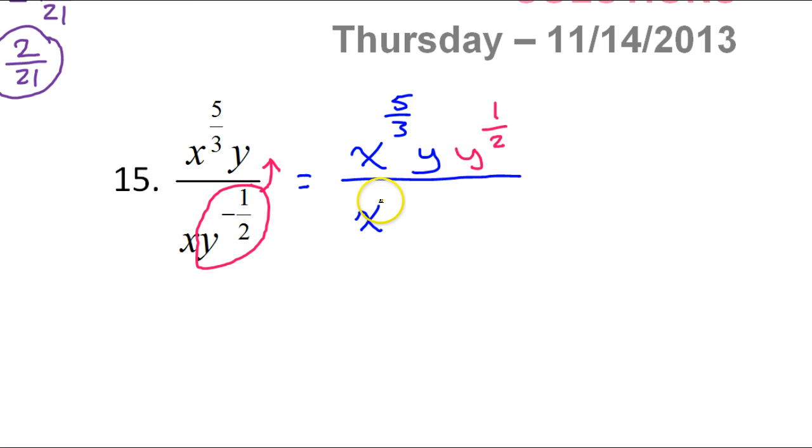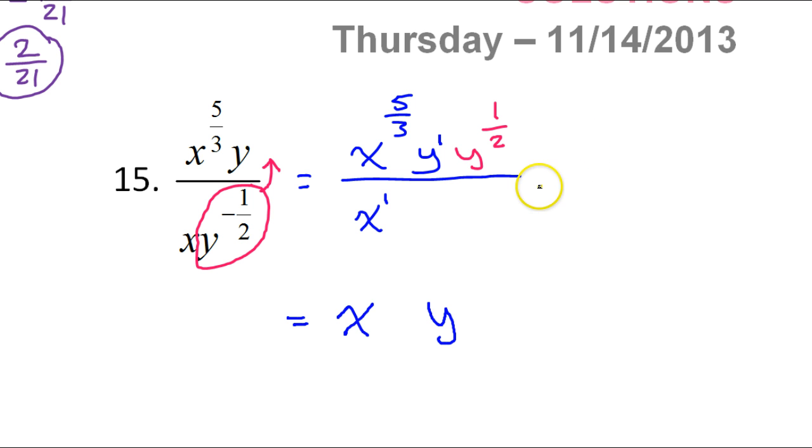As you look at this, think of this x as x to the 1 power, and think of this y as y to the 1 power. Okay? So when we go to do the x's, this is what we're going to do. I'm going to have some kind of an x and some kind of a y. I just have to figure out what the powers are. Now, with the 5 over 3 and the 1, I'm going to subtract, because I'm dividing, and when you divide, you subtract the exponents.